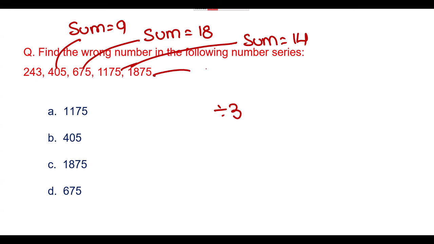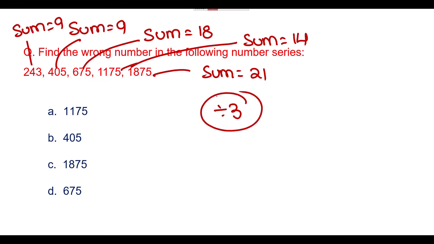Problem. Here the sum is 21, divisible by 3. Here the sum is 9, divisible by 3. Except this 1175, the rest are all divisible by 3. A lot of logics may come into the picture, but as per the options, some of you may be thinking about divide by 5 and all, but 243 is not there in the options, they have given only this. So one way you can eliminate things is divisible by 3: all numbers are divisible by 3 except this 1175.